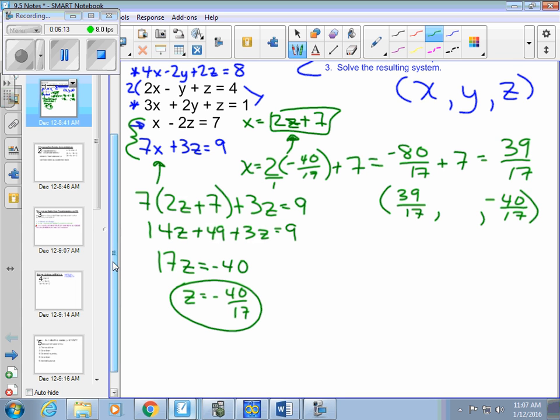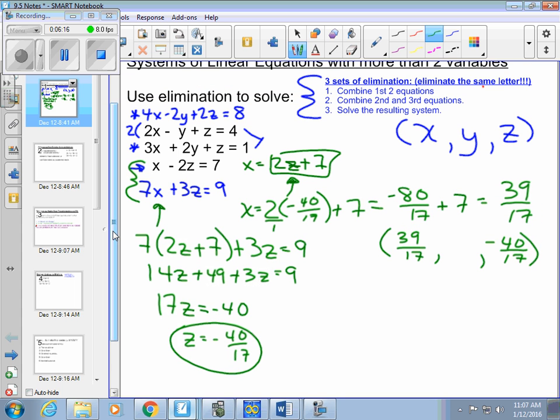Plug those back in to one of the equations that's up here. Now, obviously, we're not going to plug it into the bottom equation because the bottom equation only has x and z's. We're going to plug it into the top one or the middle one. So, which one do you want to use? Top one? Okay. So plug it into the top.